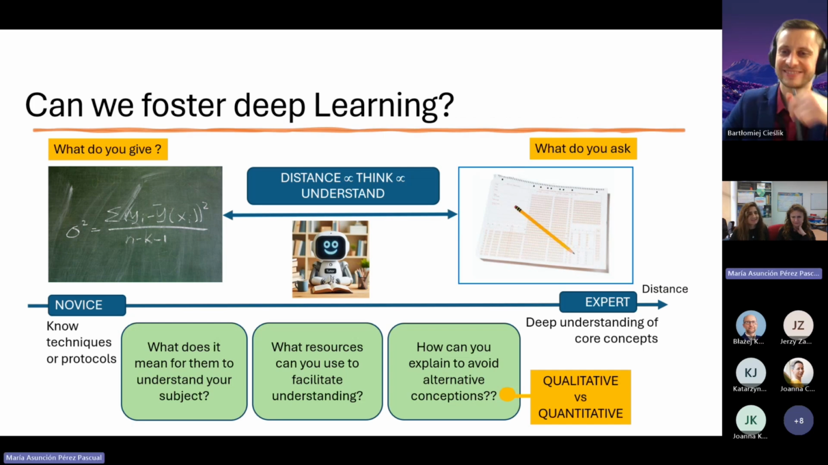Can we foster this deep learning of our students? The key point is putting a distance between what we give in the classroom, what we explain, and what we ask in the exams. If we ask exactly the same as we give, they know that repeating is enough. But if we put some distance, we make them think. And if we make them think, we make them understand.